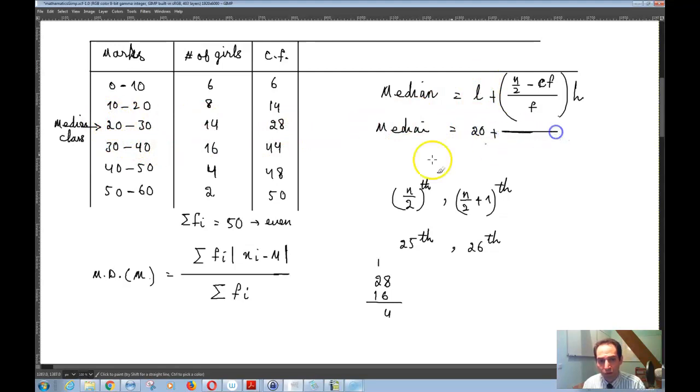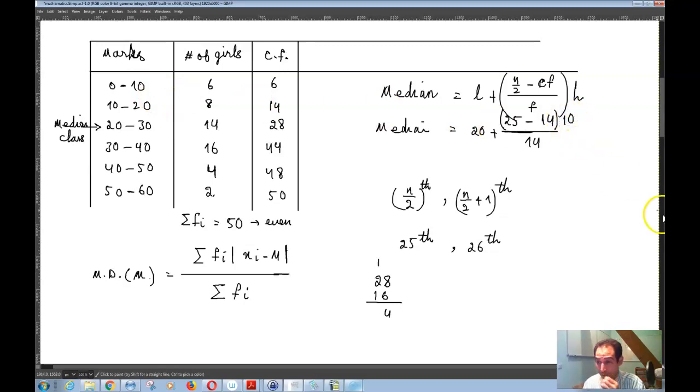N divided by 2 is 25. CF is basically the cumulative frequency of the class prior to the median class, which is 14, right? Not this one, but this one, 14. Divided by F, which is the frequency of the median class, which is 14. And you want to multiply the whole thing by H, which is basically your class size, 10.